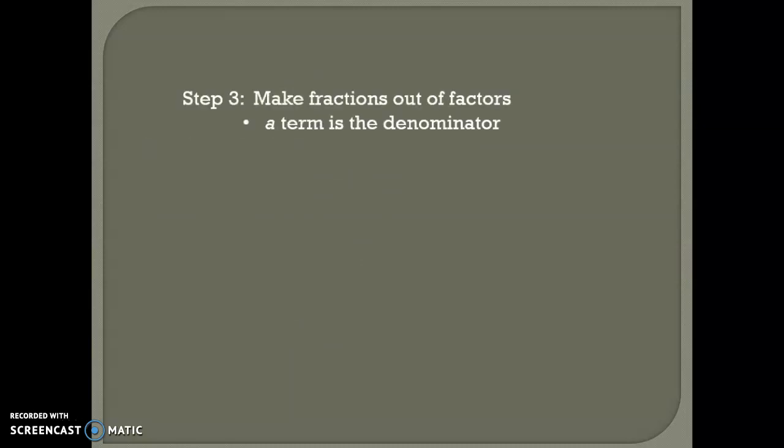Step 3 is you make the fractions out of factors. So our factors were positive 15 and negative 2. And the a term of our original expression was 6, so that's going to be our denominator.